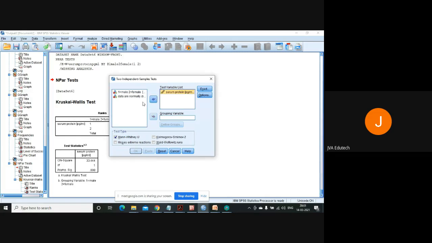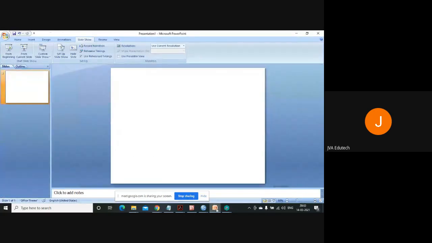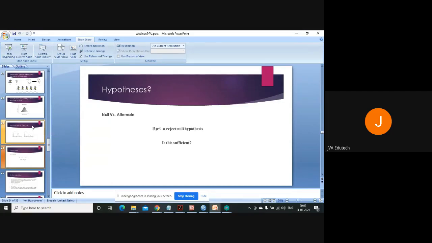So here I'll choose the same kind of thing. Define groups 1 and 2. By default, it is Mann-Whitney U test. Select, and it will tell me whether my hypothesis stands accepted or rejected. So this is about Mann-Whitney U test. Similarly, if you have paired sample test, and if your data is not normally distributed, then you will go for its non-parametric equivalent, that is Wilcoxon test.